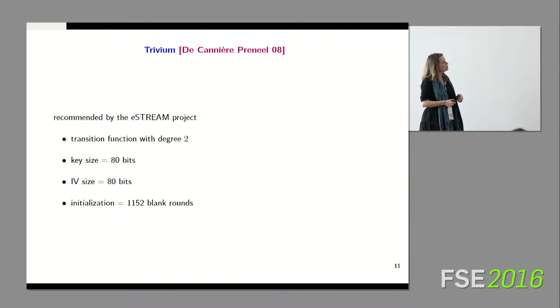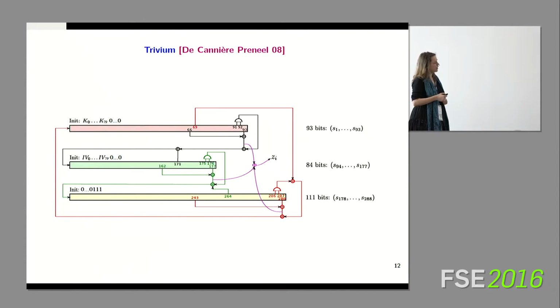And the way it is initialized, which is quite classical for a key stream generator, is that we first put a key and IV into the initial state, and then we run the generator several times, basically 1152 times, with blank runs. That means that we run this cipher this number of times without outputting any key stream bits. So this is a picture of Trivium.